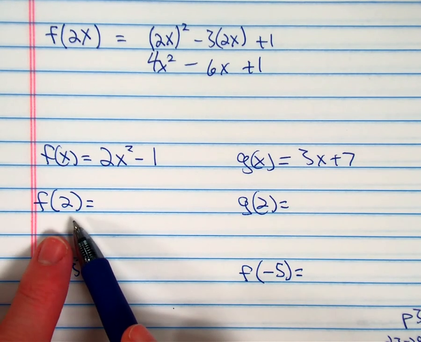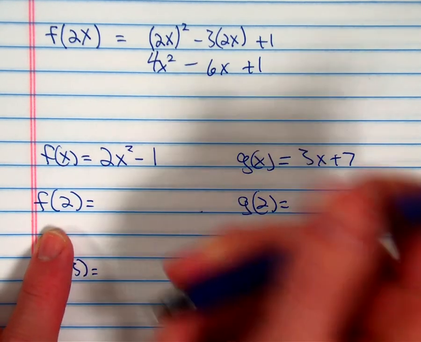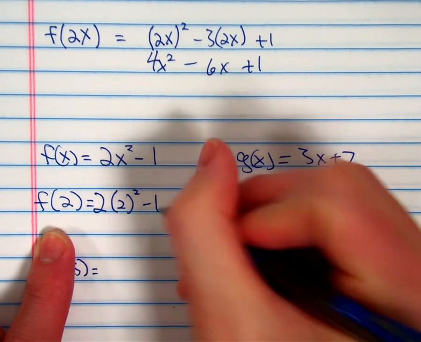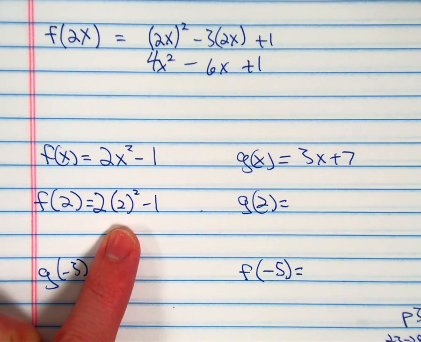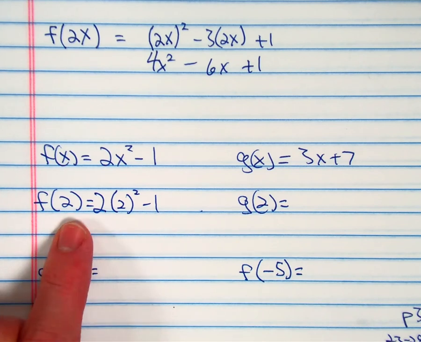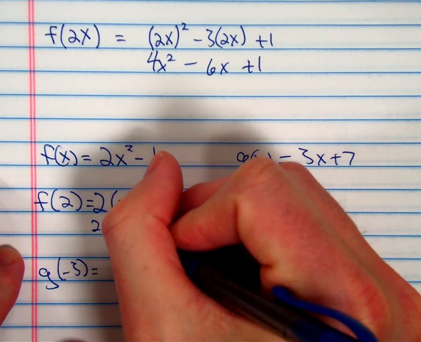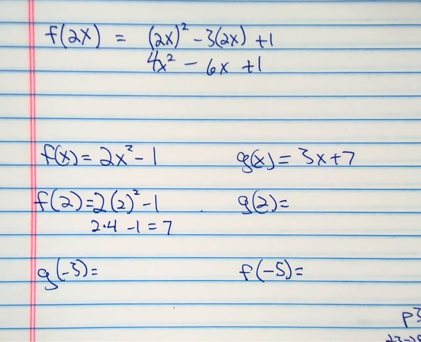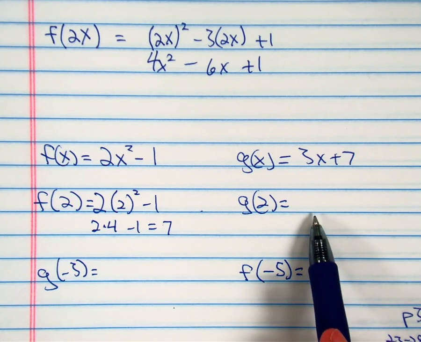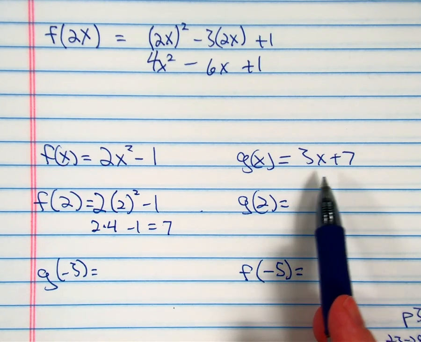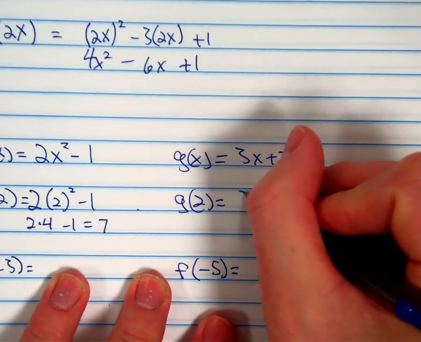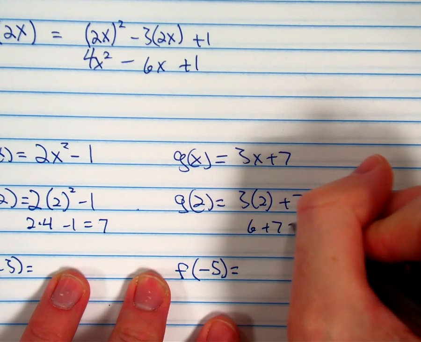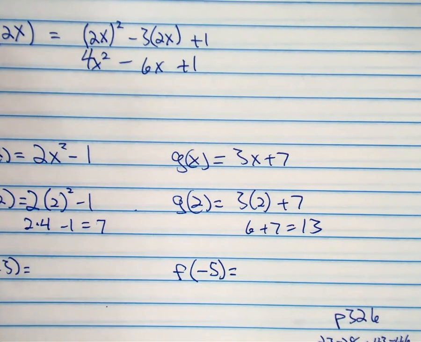Okay, so f of 2, this is just like what we were doing. 2 goes in for the x. I have the big 2 out in front, parentheses 2 squared minus 1. 2 squared is 4. 2 times 4 minus 1, that's 8 minus 1, that's 7. Okay, how about g of 2? This g equation is pretty nice. 3x plus 7. 3 times 2 plus 7, that's 6 plus 7, that's lucky 13.